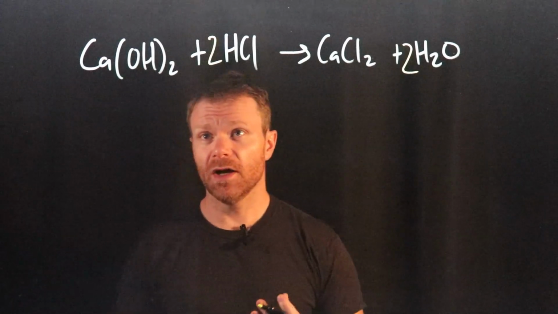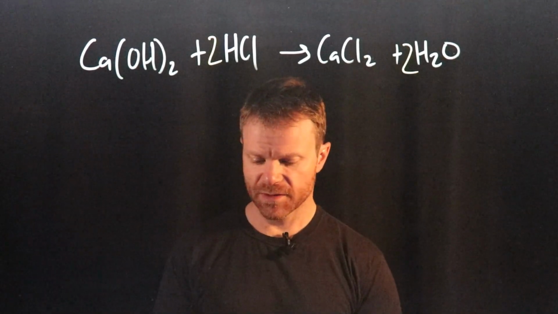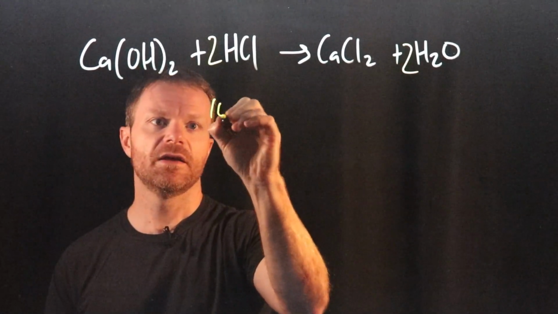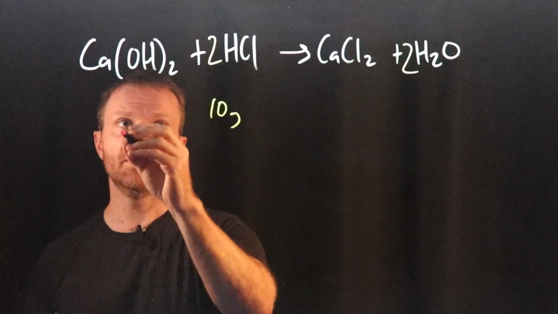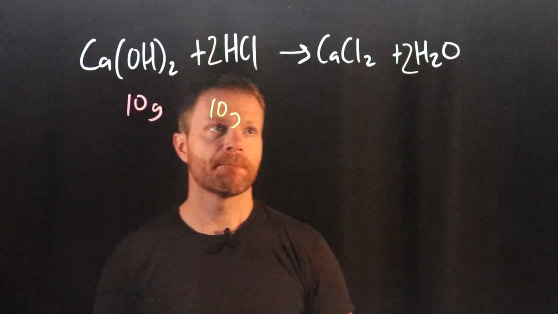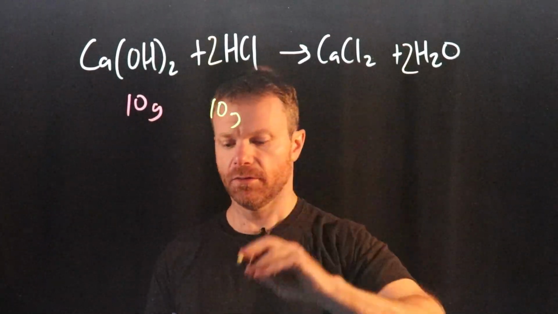So let's do a similar example to earlier. Let's just keep going with our 10 grams. Let's say we have 10 grams of calcium hydroxide and 10 grams of hydrochloric acid. I'll use different colors for these. How much calcium chloride will I make?